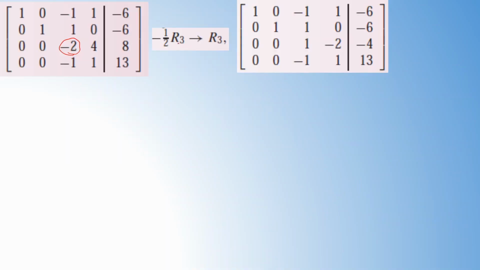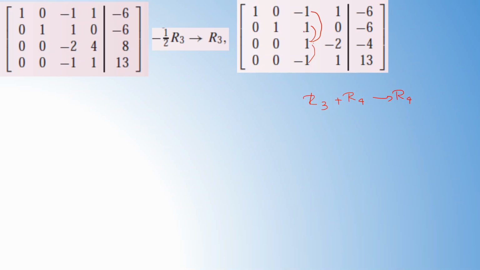Okay, so now this is your result in the third row. Minus 2 divided by minus 2 is 1, 4 divided by minus 2 is minus 2, 8 divided by minus 2 is minus 4. Now we have 1 here. Using this, we make all other entries 0. To make this entry 0, you can multiply the third row and add it to the fourth row, then you will get 0.